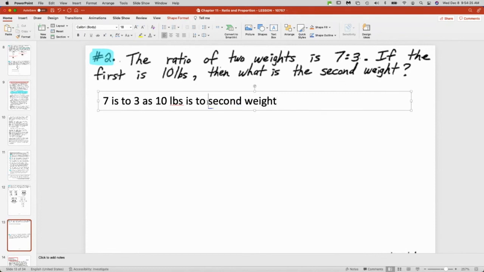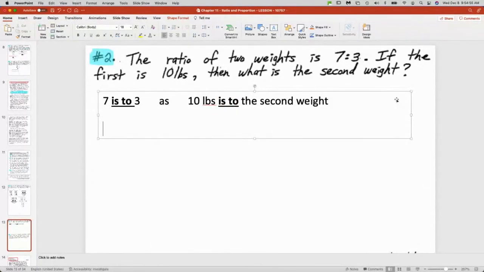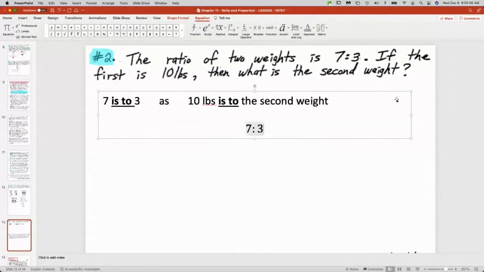This is not grammatically correct. I'm just trying to write down keywords. You see here, 7 is to 3 as 10 pounds is to the second weight. I wanted to separate it this way. And you can see here the "is to" is what I was referring to earlier as being the ratio. So trying to deconstruct the words into something a little bit more symbolic, we would have 7 is to 3 as, that's the equal sign, 10 pounds.